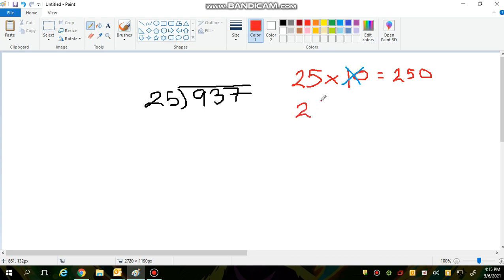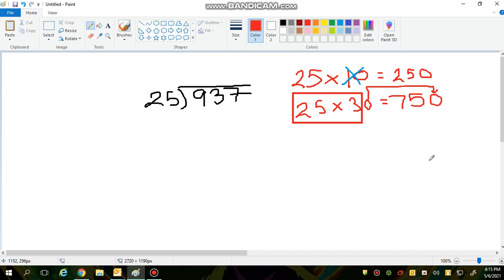How about 25 multiplied by 30? Okay? So how do I do this? Remember the shortcut technique. You take 25 times 3, and 25 times 3 is 75. And then you take that 0 and put it in the back, and you get 750. Not bad, close to 937, but not quite there yet. I think we need a little bit bigger number. Let's try 25 multiplied by 40.